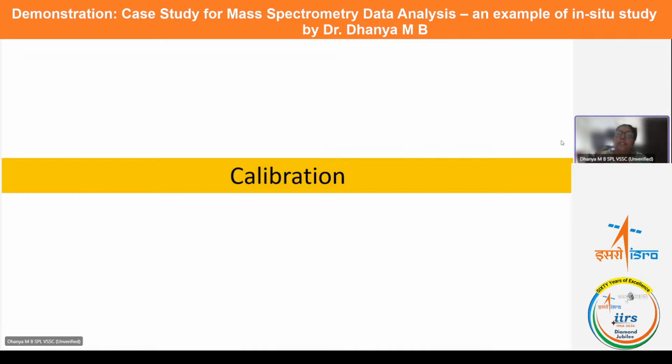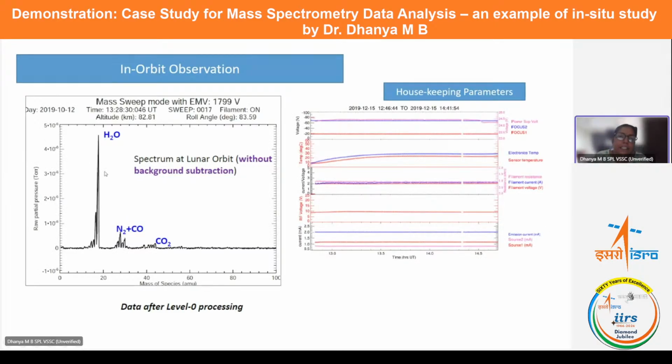Now, what kind of ones? Okay, we have the partial pressure, and corresponding to each mass per charge channel, this mass M by Q is binned into 1 AMU bins. So now what all things have to be done? In order to know the data, I showed here that this could be water, or it could be N2 at 28 AMU.